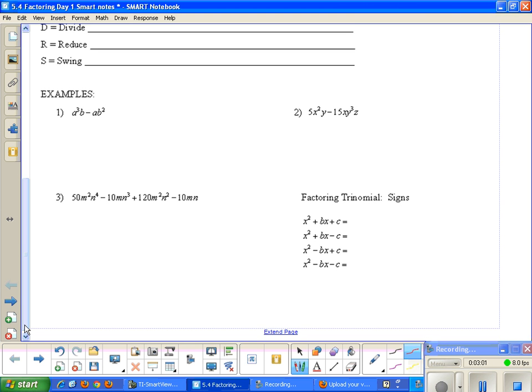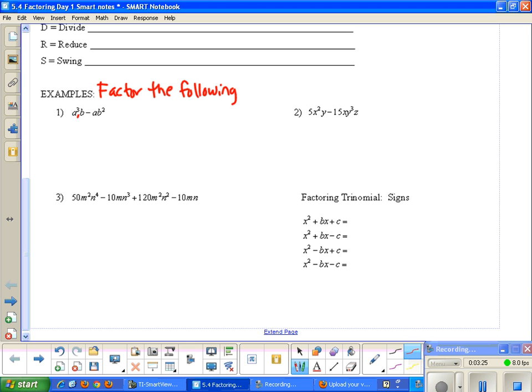So we want to simplify these, or actually not simplify, but we want to factor these. So we're going to factor. Now, if we want to factor it, if it has 2 terms, we're just going to always look for a greatest common factor first. So your greatest common factor is something that goes into each of the terms.